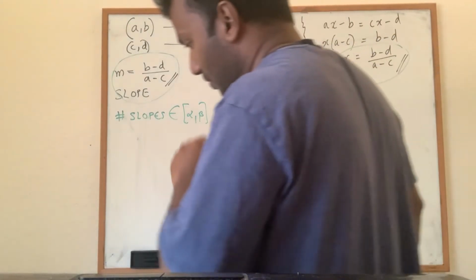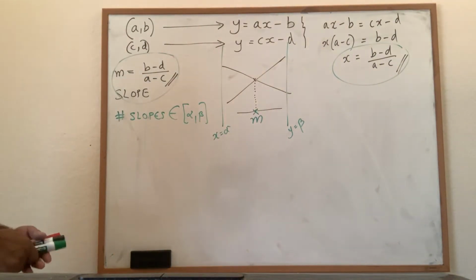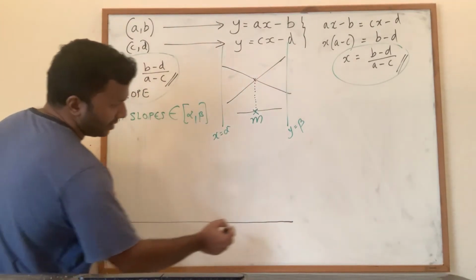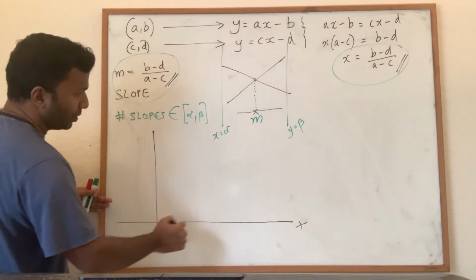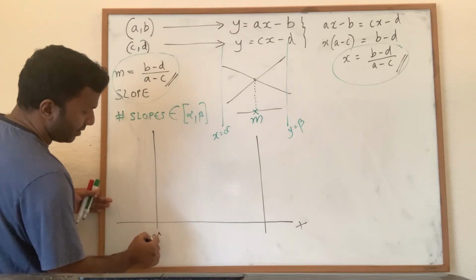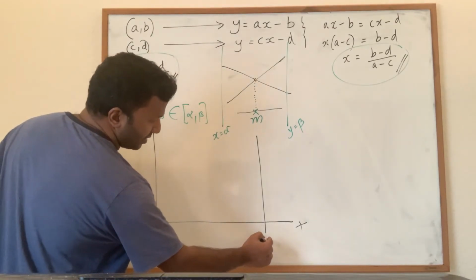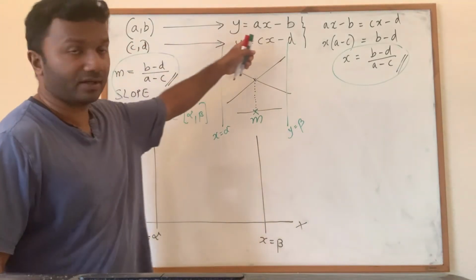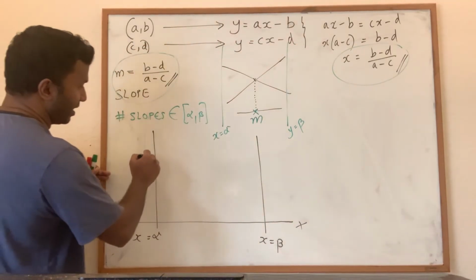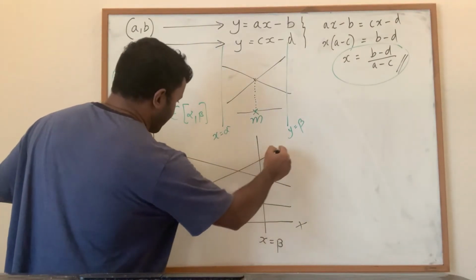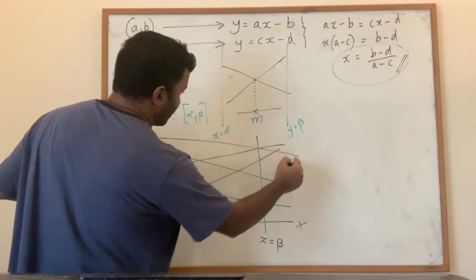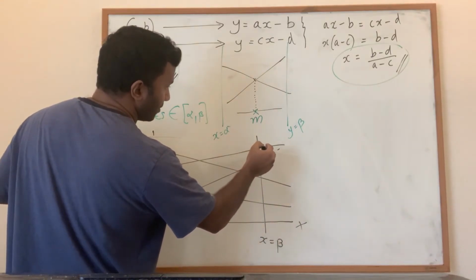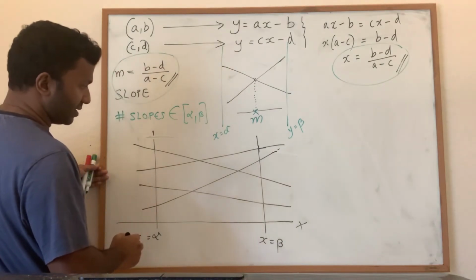Okay, so how to solve this? For that, let me do something like this. This is my x-axis, and let me first draw 2 lines: x is equal to alpha and x is equal to beta. Now what I'm going to do is, corresponding to each point, I will create a line like this, and let me just draw these lines. Okay, this much is enough.